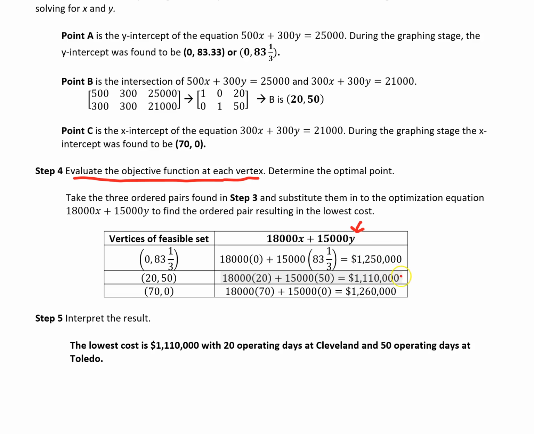So I did that for all three ordered pairs, and I found that the least cost occurs right here at $1,110,000. The interpretation is the lowest cost is $1,110,000 with 20 operating days, 20 because that is the X value of my ordered pair at Cleveland, and 50 operating days at Toledo, as that is the Y value of my ordered pair.